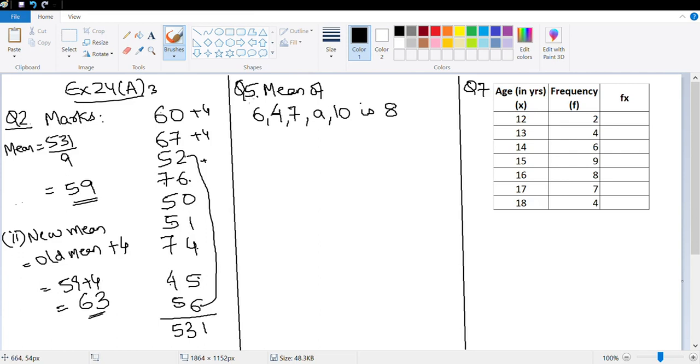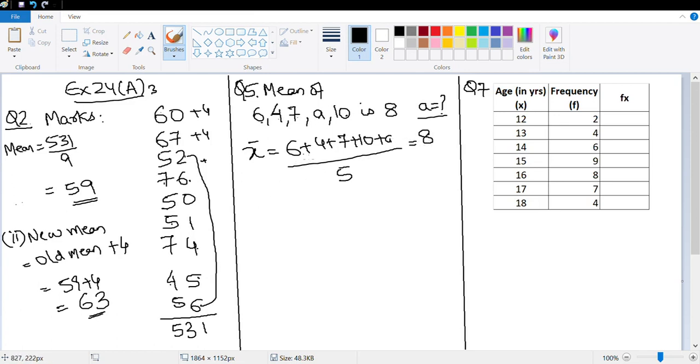Question number 5. If the mean of 6, 4, 7, 8, 10 is 8, find A. So A is equal to question mark. I know mean, which is written as x bar, is equal to 6 plus 4 plus 7 plus 10 plus A upon how many data points? 1, 2, 3, 4, 5. So that's 5, and this is given equal to 8.